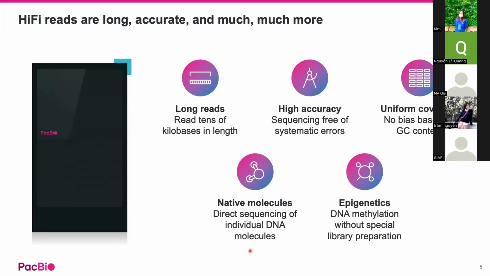And because we are sequencing the individual DNA molecules themselves, right, there's no bias in terms of GC content from all the PCR processes. Because of this, we are also able to get the DNA methylation information without any special library prep. So you don't need to do any bisulfite sequencing to get the 5mC data, because we are directly sequencing the DNA molecules themselves.